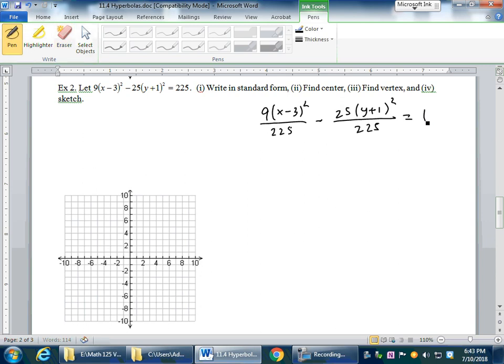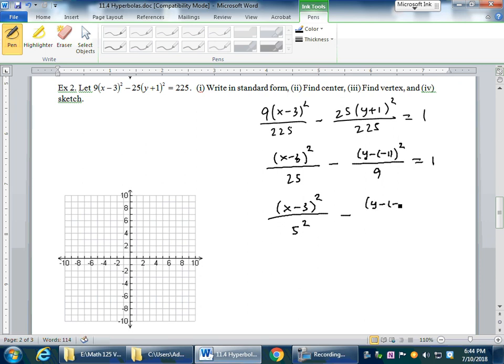So now let's use your calculator. 225 divided by 9, that gives me 25. So it will be (x minus 3) squared over 25 minus, now that we know, (y minus negative 1) squared. 25 goes into 225 9 times, equal to 1. Which gives us (x minus 3) squared over 5 squared minus (y minus negative 1) squared over 3 squared equal to 1. So this gives me my a and this is my b.